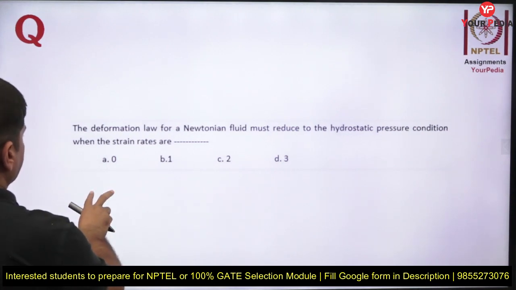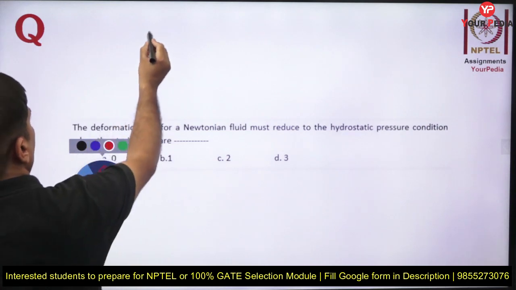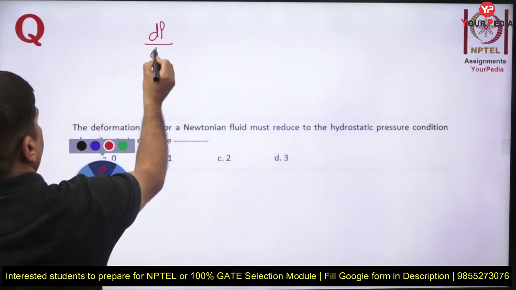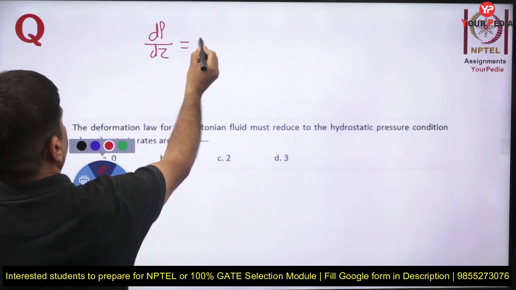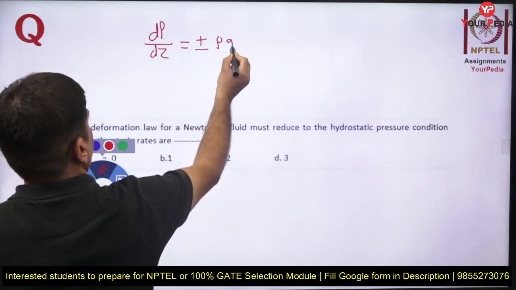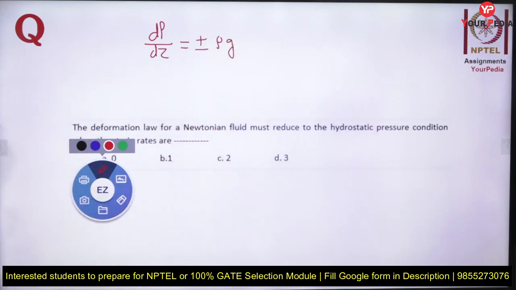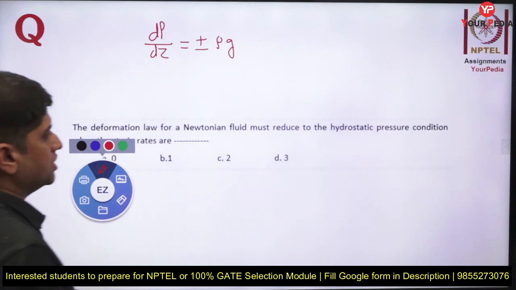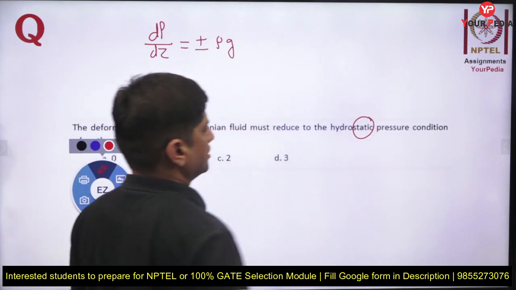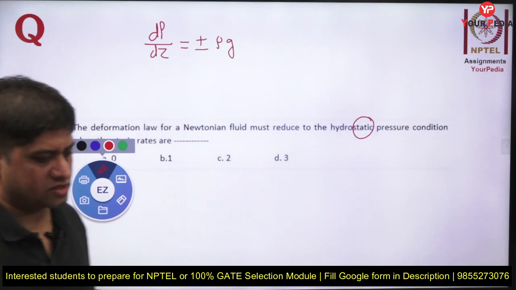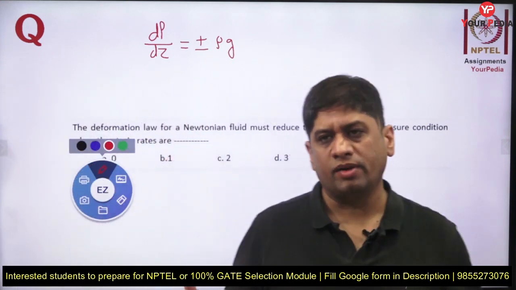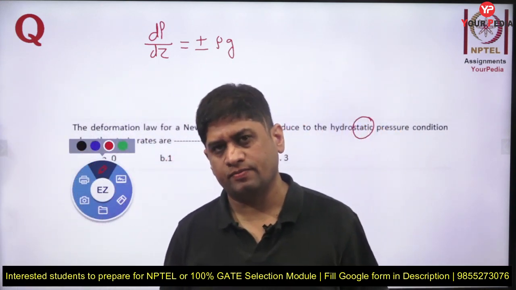Now let me tell you something here. What is the hydrostatic law? The pressure gradient with respect to depth, dP by dz, is equal to plus or minus of the specific weight, rho g. That is the hydrostatic law, and as the name says, it is applicable only when the fluid is at rest.